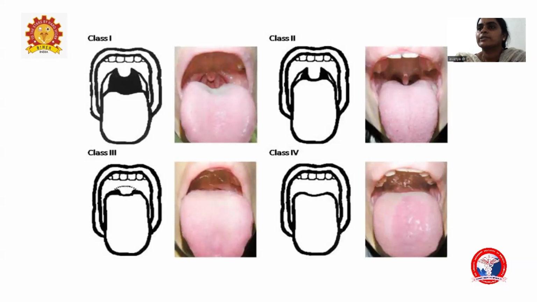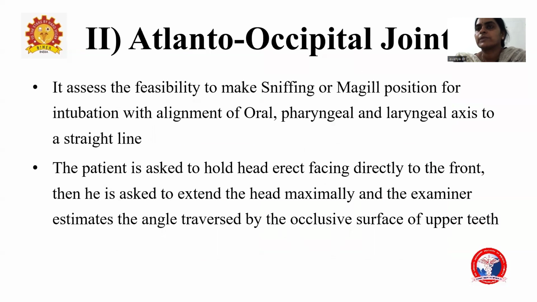So this is the diagrammatic picture of the same classification. Class 1, where the pillars, soft palate, and uvula, everything is visible. Class 2, the uvula can be masked by the base of the tongue. Class 3, only the soft palate is visible.